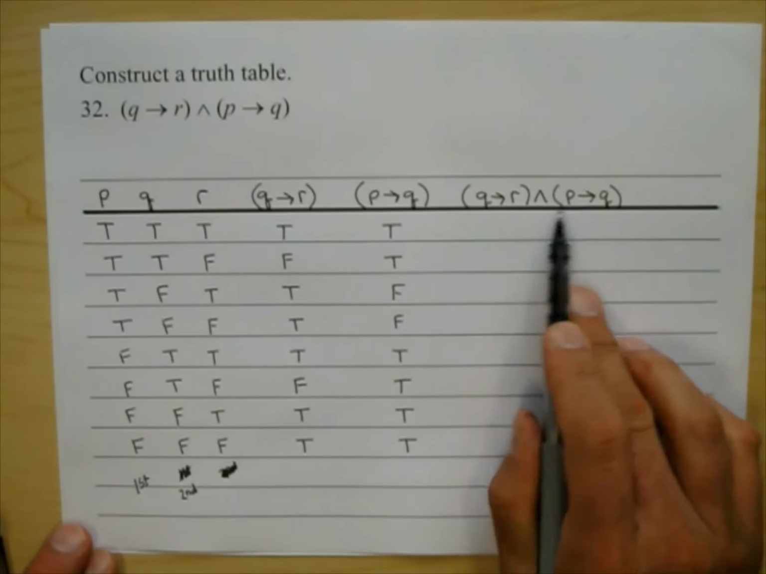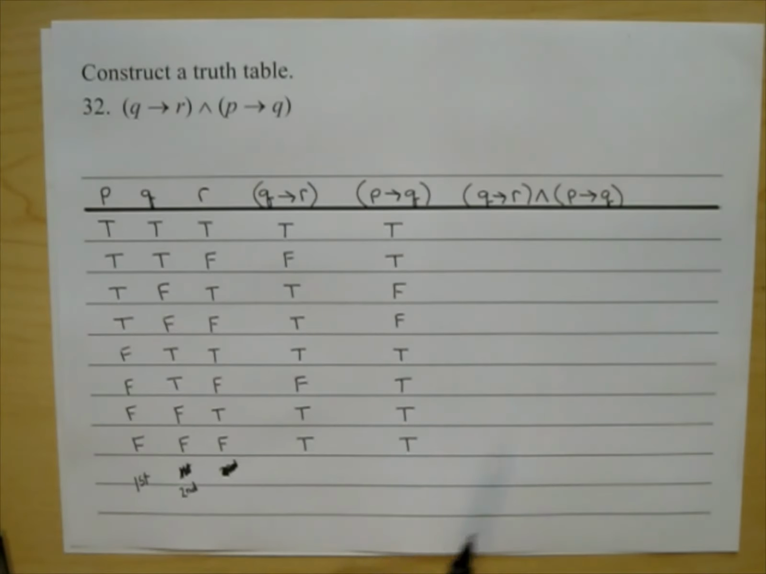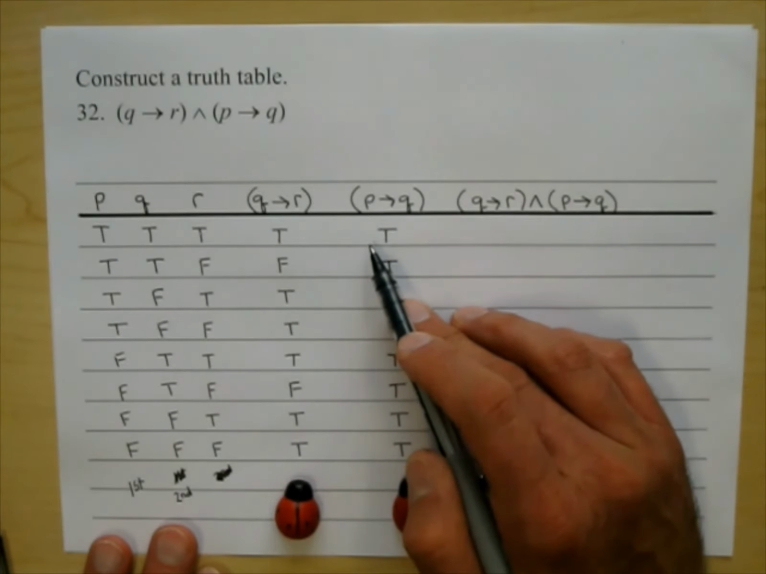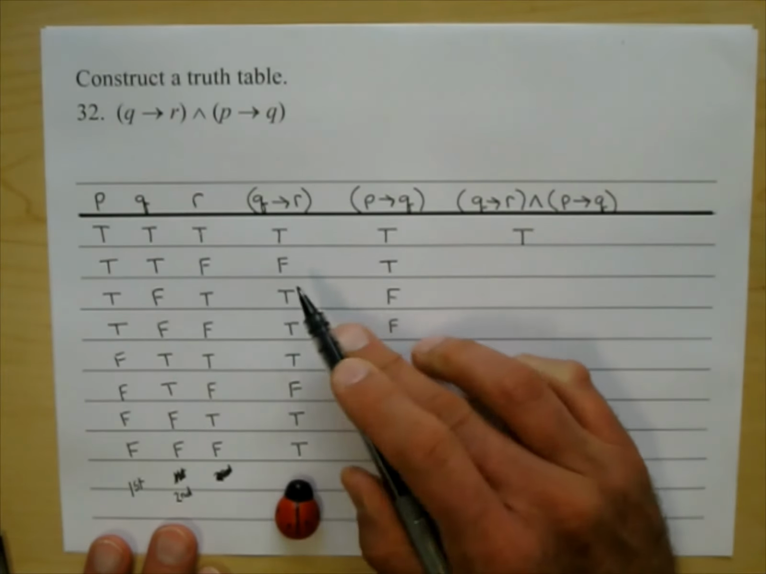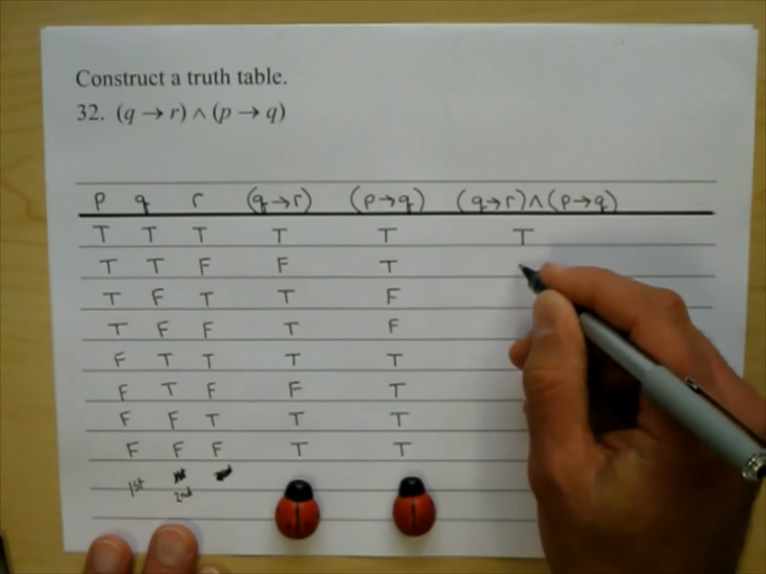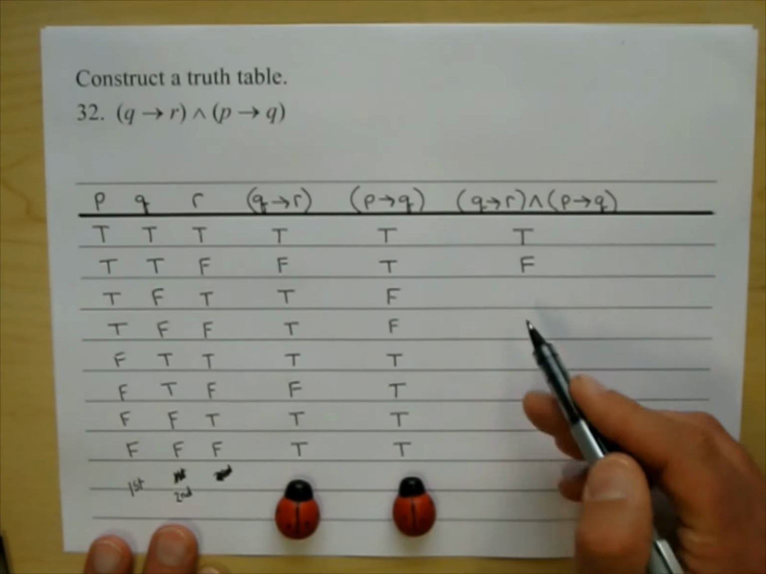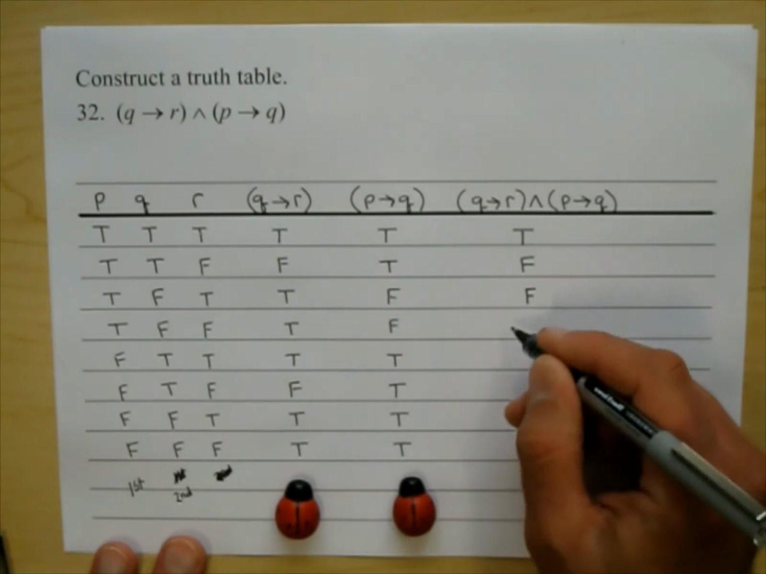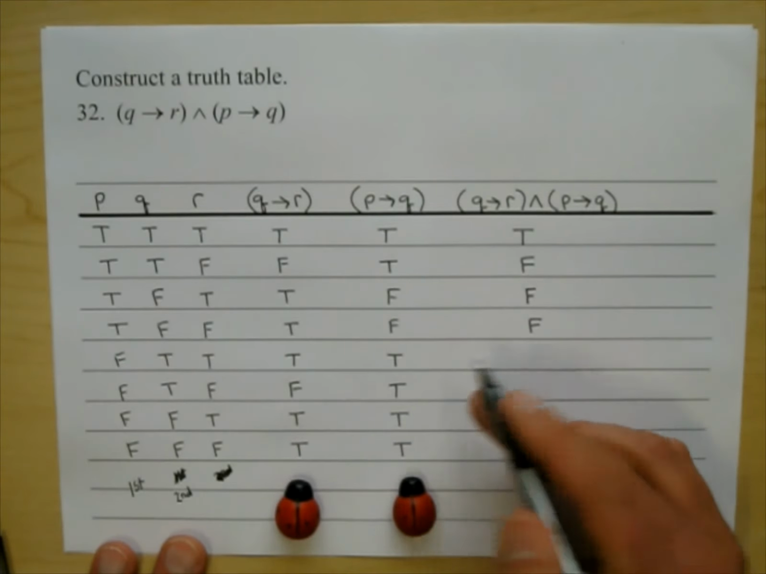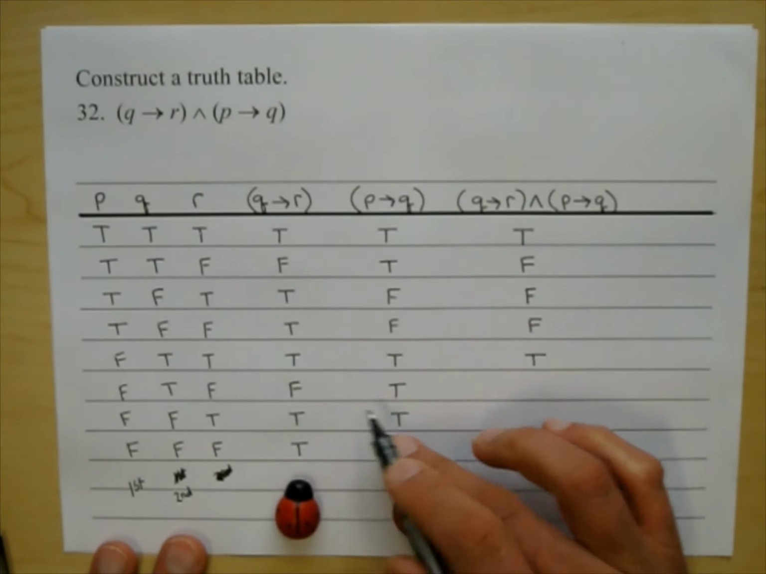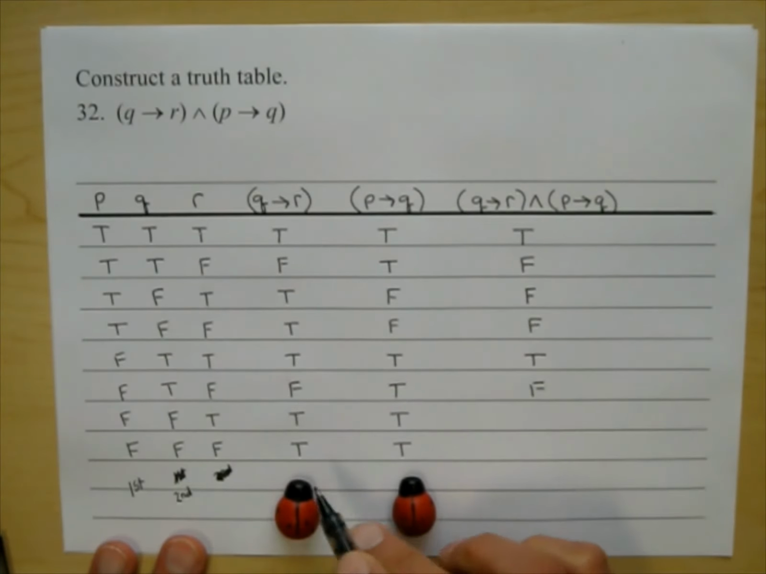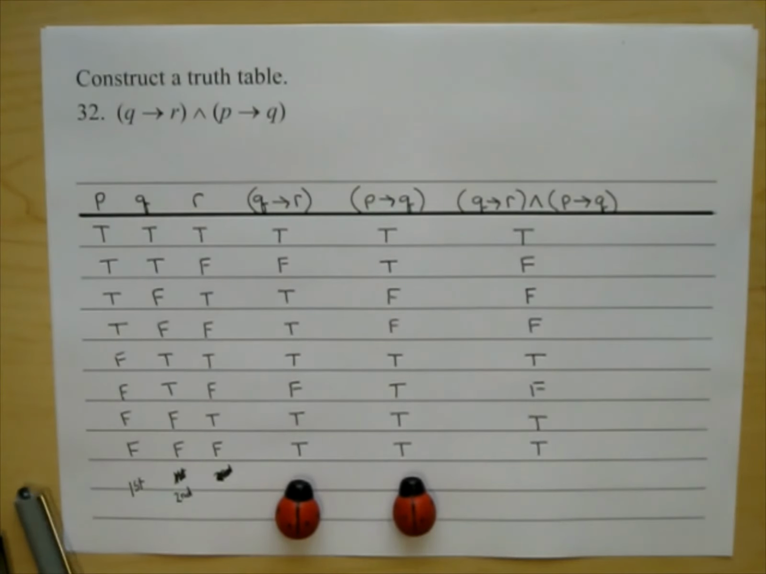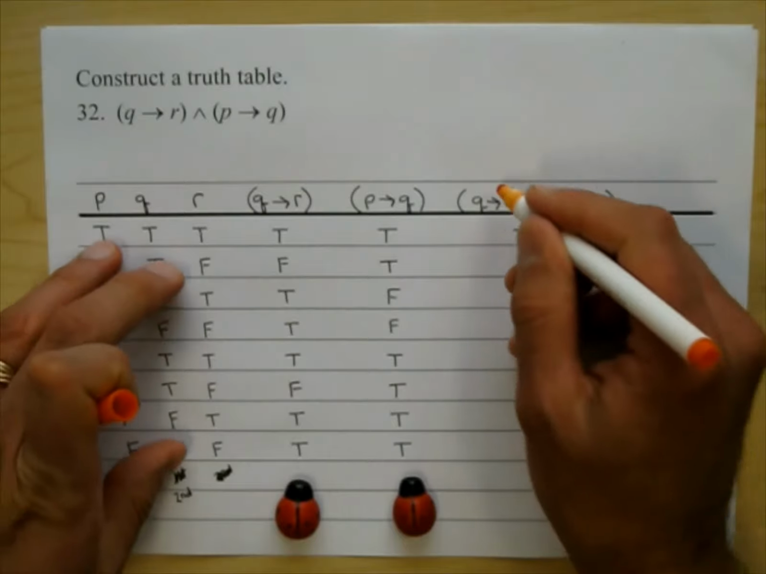Now let's put both of these columns together. We'll put the bugs right under them. And is a little stricter than the or is. True and true is true. False and true, that's false. Once I see a false with the and, I'm just going to put false. True and false is false. True and false is false. True and true is true. False and true is false. True and true, that's true. So my final column looks like this.